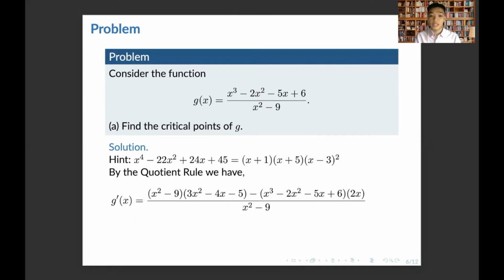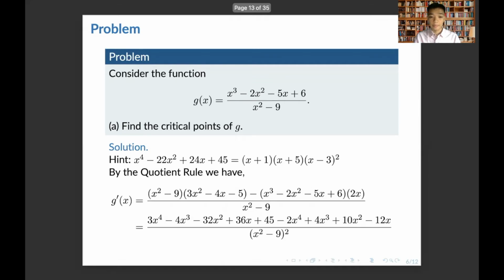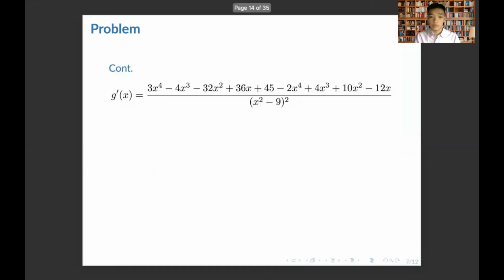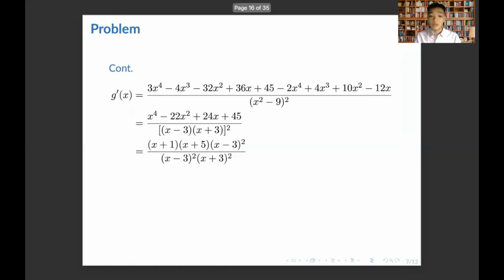Of course, in order to get the critical points of g, we first have to get the derivative, g prime of x. We have to get the derivative of g of x. So we'll apply the quotient rule. And then if we want to further simplify the expression, we'll get this expression. And then we'll further simplify this expression. And then take note of that hint that we were given a while ago. So we'll factor into this, and then we'll be able to cancel out like expressions. We'll get the following final expression.